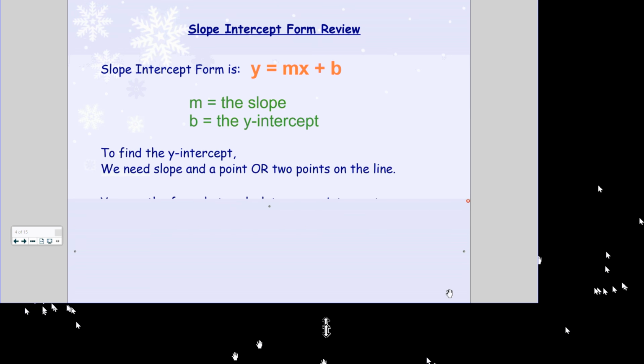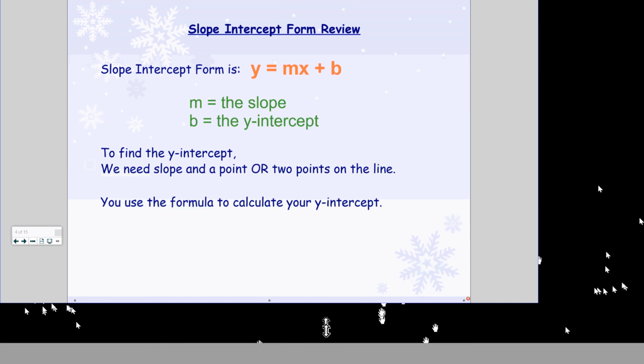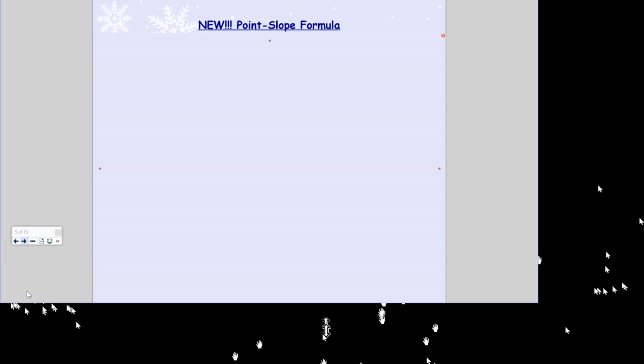Remember that often in the problems we were looking at in our last few lessons, to write our equations of lines, we would often need to find the y-intercept. To do that, we would need a slope and a point or 2 points on the line, and then we would fill in whatever information we had to calculate for that b that was remaining, our y-intercept. So this brings us today to the third linear equation form, which is point-slope form.